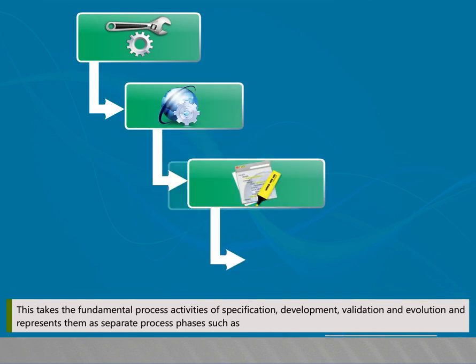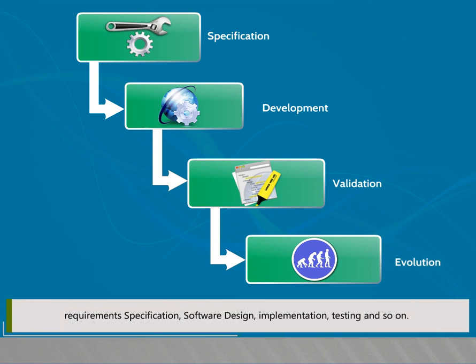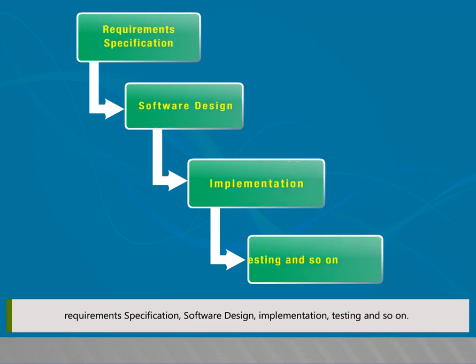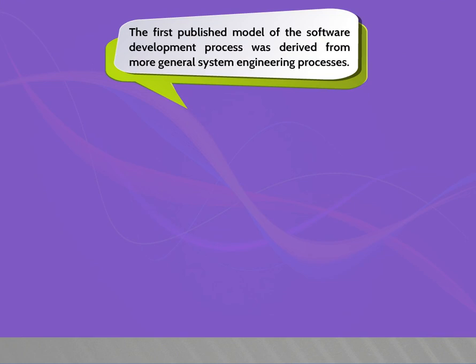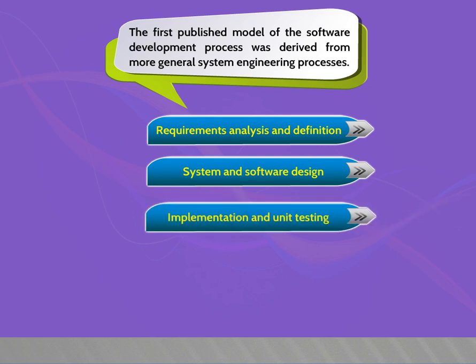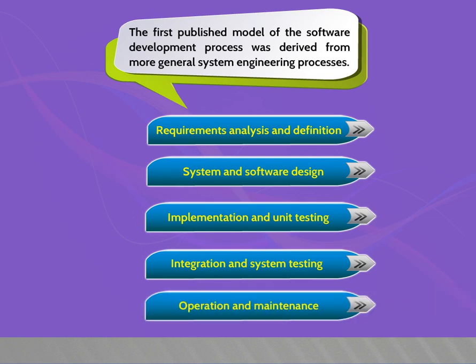This takes the fundamental process activities of specification, development, validation, and evolution and represents them as separate process phases such as requirement specification, software design, implementation, testing, and so on. The first published model of the software development process was derived from more general system engineering processes: requirement analysis and definition, system and software design, implementation and unit testing, integration and system testing, operation and maintenance.